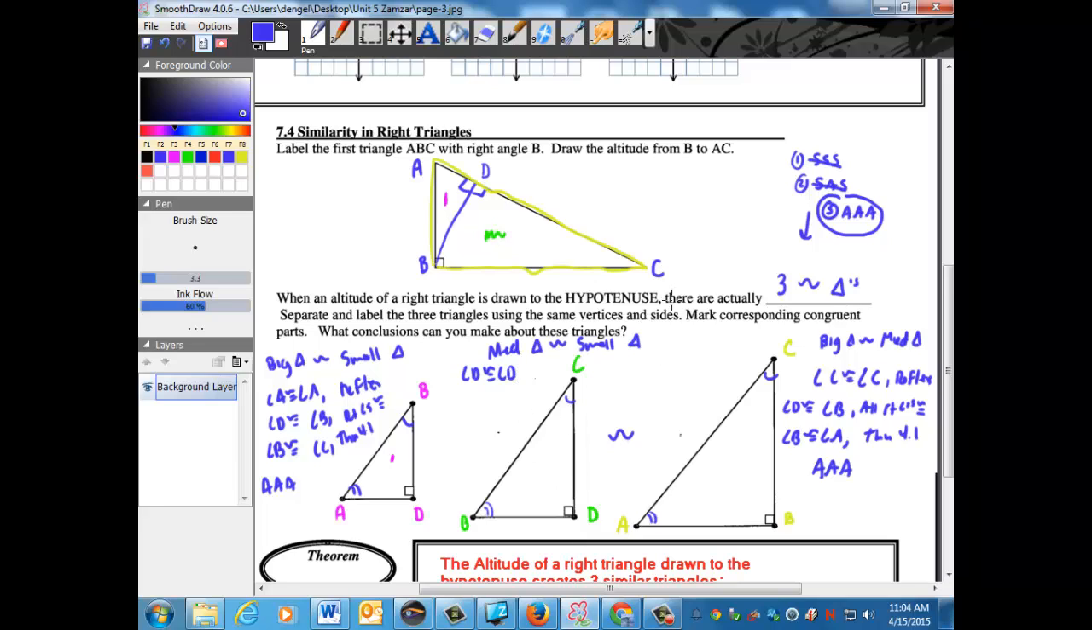But if you recall back from a previous unit when we said A is equal to B and B is equal to C, that means A is also equal to C. So by the transitive property, since the big triangle was similar to the medium triangle, and the big triangle was similar to the small triangle, that means by transitive property, the medium triangle has to be similar to the small triangle.